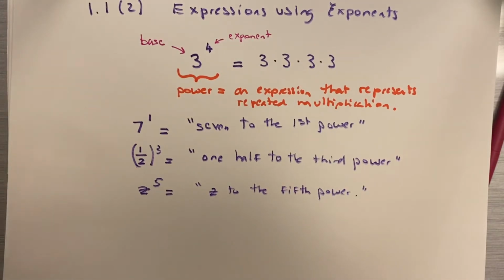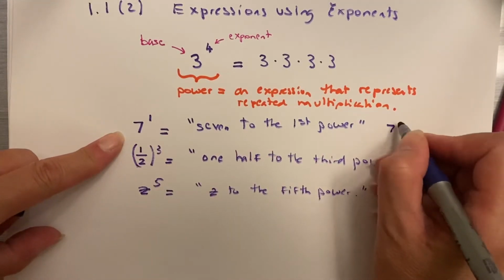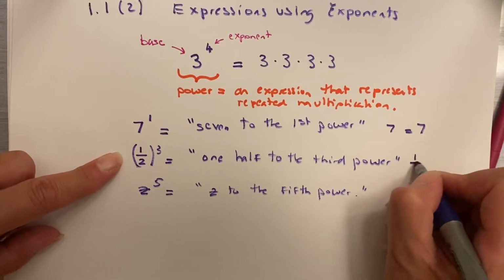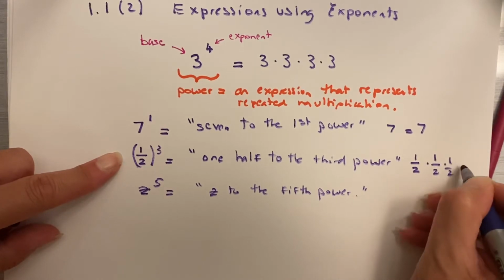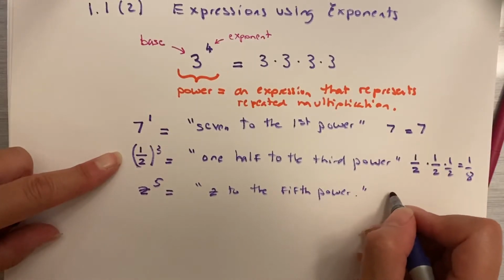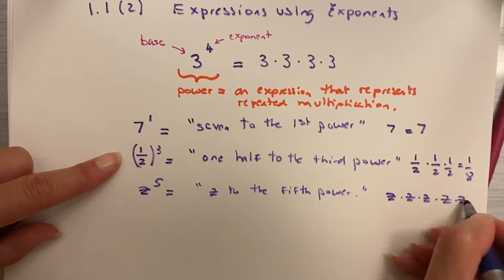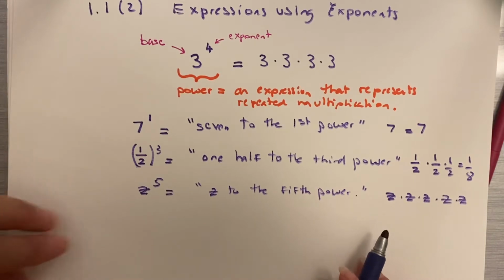Okay, now what do these mean? Well, let's write them out. 7 to the 1st power means one single 7 or 7. 1/2 to the 3rd power, also known as 1/2 cubed, is 1/2 times 1/2 times 1/2, which gives you 1/8. Z to the 5th power is z times z times z times z times z. And we can't evaluate it unless somebody tells us what z is, correct?